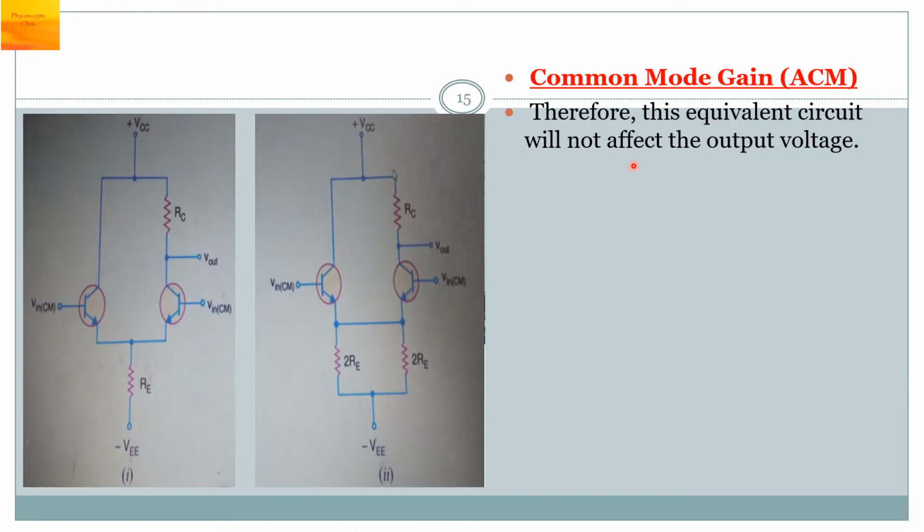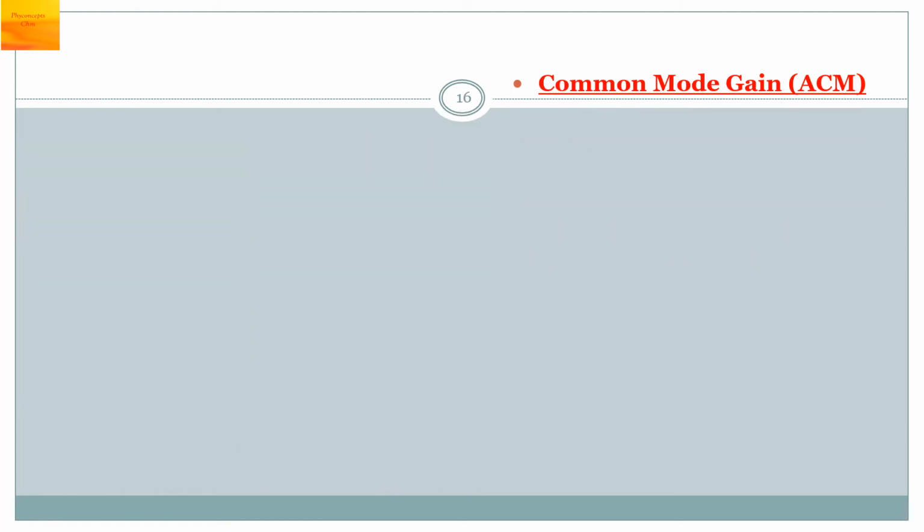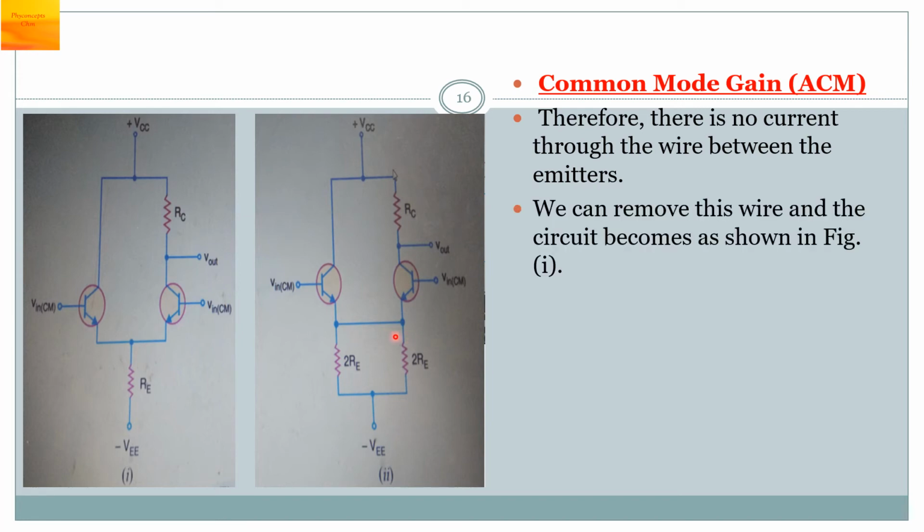Therefore, the equivalent circuit will not affect the output voltage. Assuming identical transistors, the two emitter currents will be equal and produce the same voltage across the emitter resistors. Therefore, there is no current through this wire between the emitters. We can remove this wire and the circuit becomes as shown in figure 1.